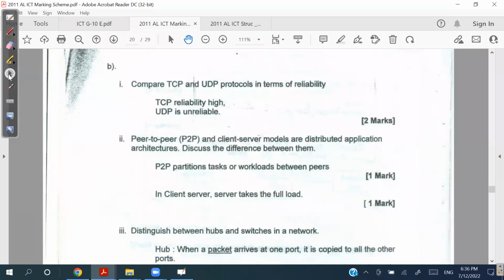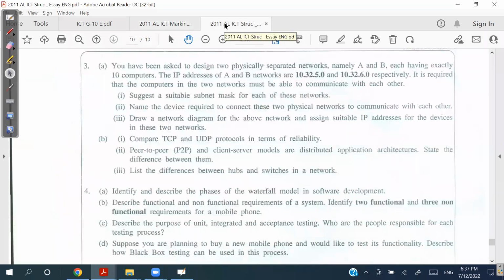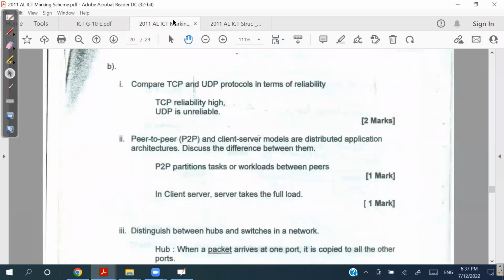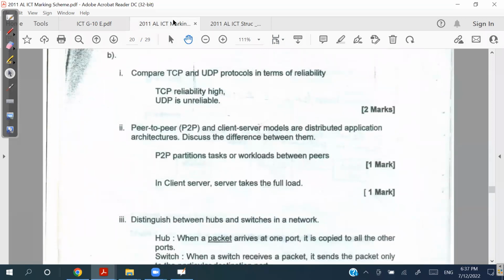Right. In part B, what they are asking is to compare TCP and UDP protocols in terms of reliability. So TCP is a reliable one. It is highly reliable. UDP is unreliable. Since they are asking in terms of reliability, you have to say TCP is a reliable protocol and UDP is an unreliable protocol. Just like that, right? So 2 marks for that.